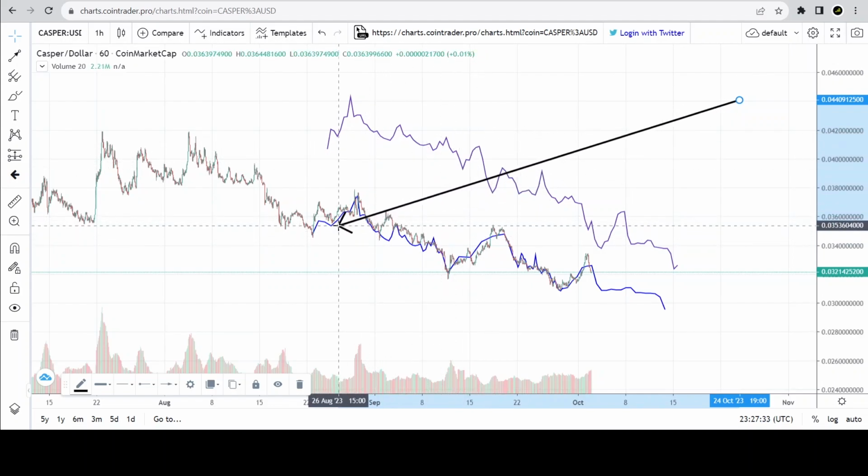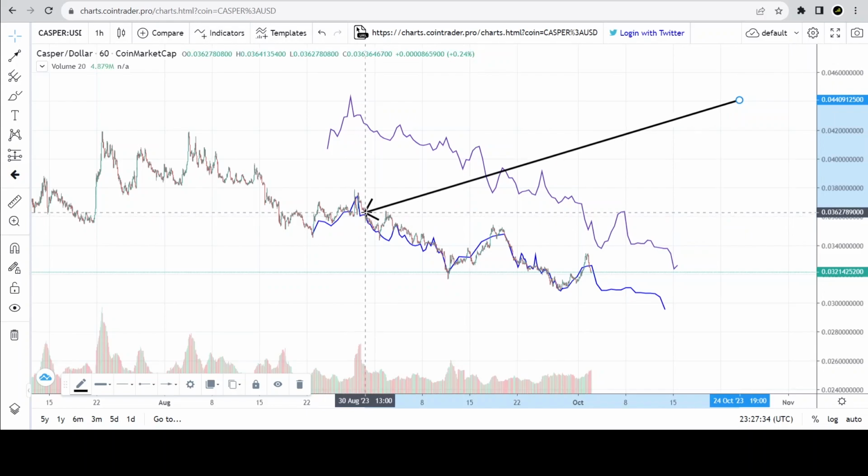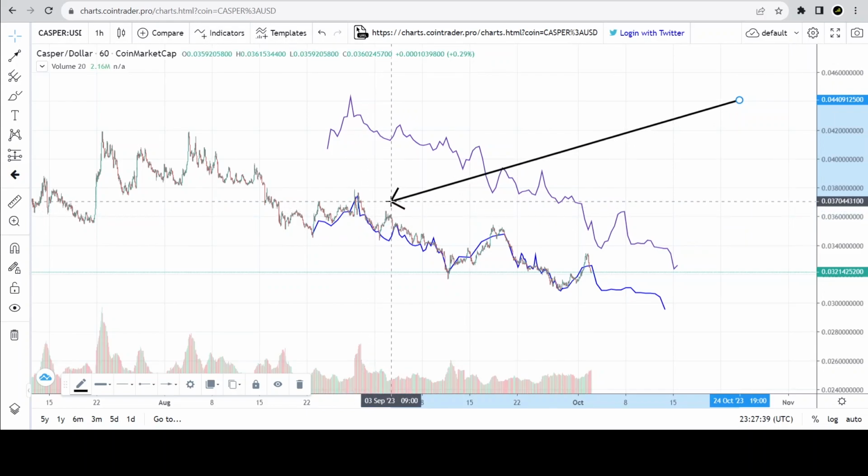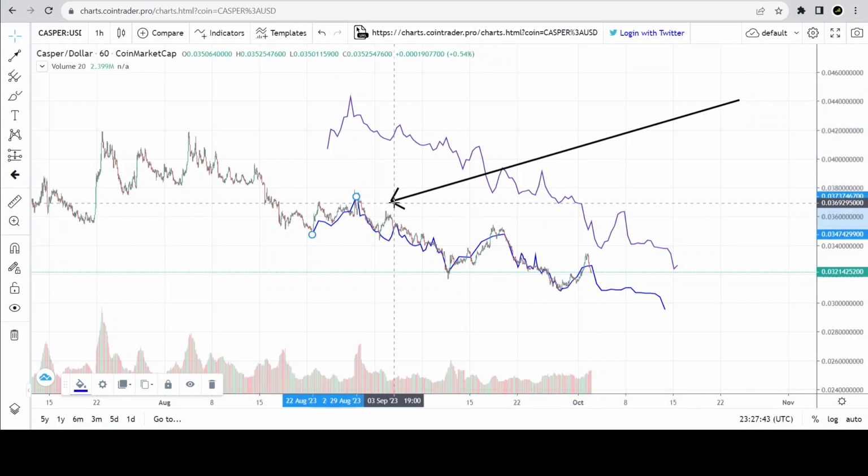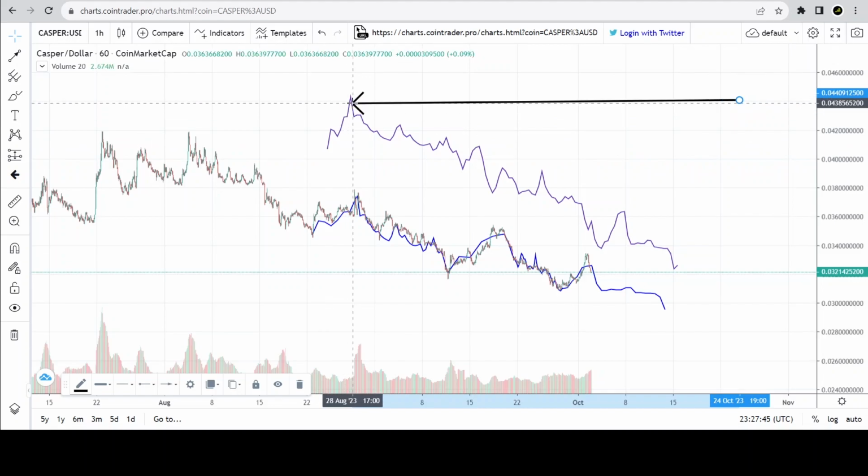So now this one, I have adjusted it to meet the current timing, height, and depth that is taking place on today's Casper chart. So as you can see, this part right here is this part right here.